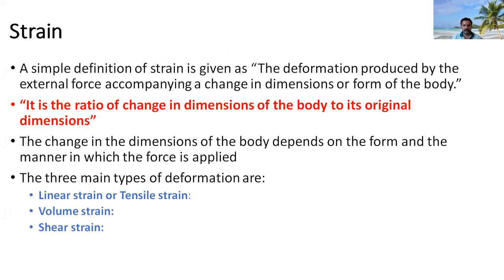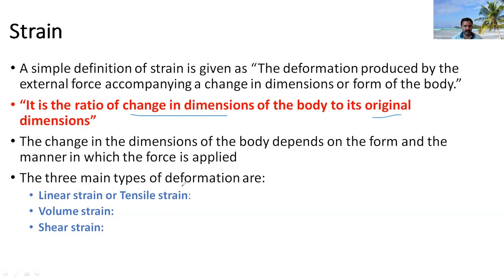So if you apply a force on this material, there will be deformation produced in the body. Deformation means there is a change in the dimension or form of the body. The ratio of change in dimension to its original dimension, we are calling strain. The change in dimension of a body depends on how you are applying the force on the material, in what manner you are applying the force on the material.